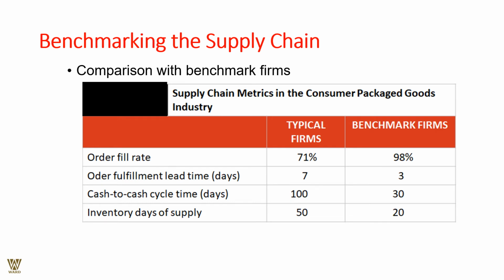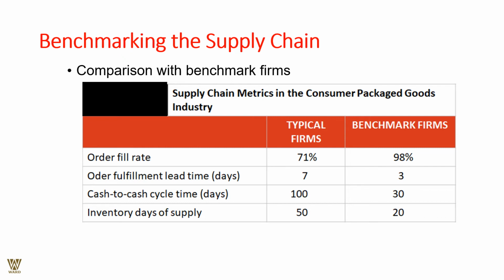Benchmarking of the supply chain, comparison with the benchmark firms: you need to understand the consumer packaged goods industry and how it goes around. Order fill rate in a typical firm is around 71%, but the benchmark firm would be approximately 98%. Order fulfillment lead time will be 7 days in a typical firm, and half of that in benchmark firms, which is 3.